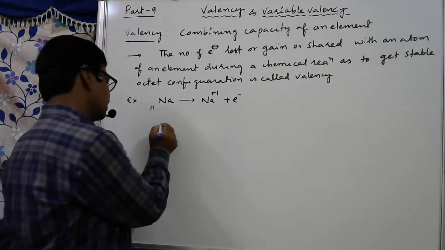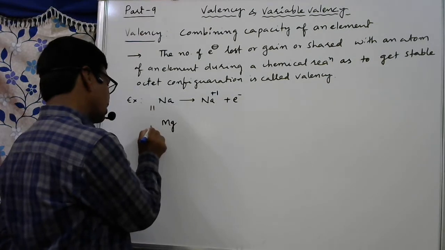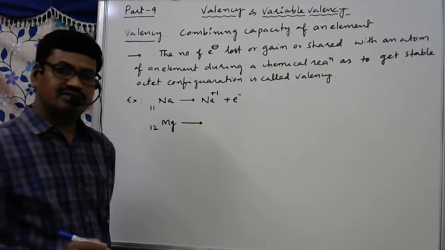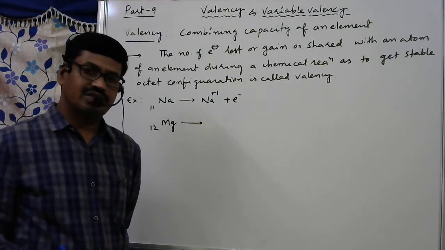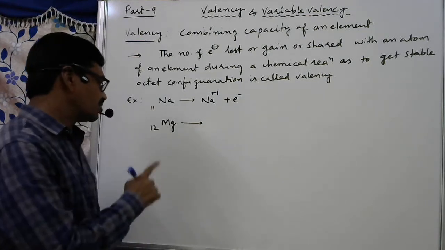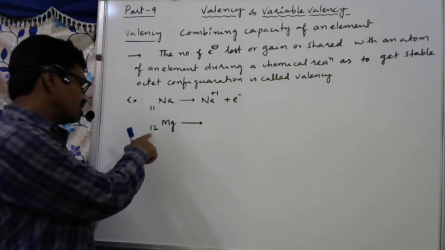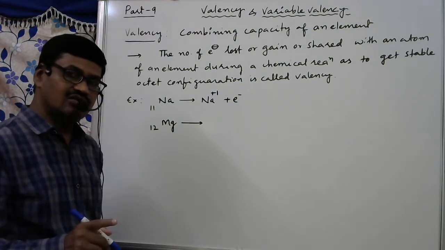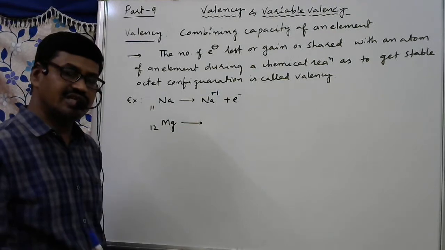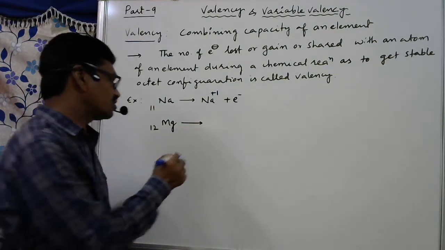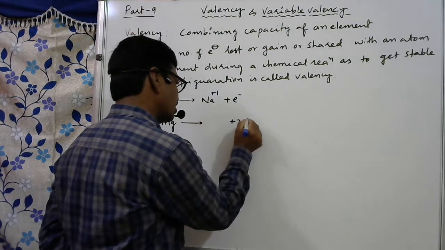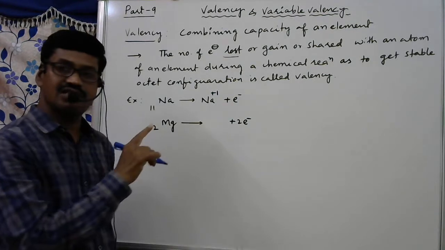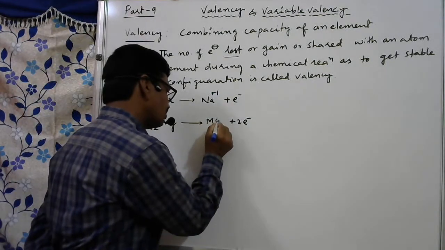If you take magnesium, its atomic number is 12. To get a 10 electron configuration, otherwise octet configuration, otherwise the nearest inert gas configuration, it must lose 2 electrons, because 12 is the atomic number, so 12 electrons are present. To get the 10 electron configuration, that is neon, which is an inert gas, it must lose 2 electrons. How many electrons did it lose? 2 electrons, so its valence is 2 and it forms Mg plus 2.